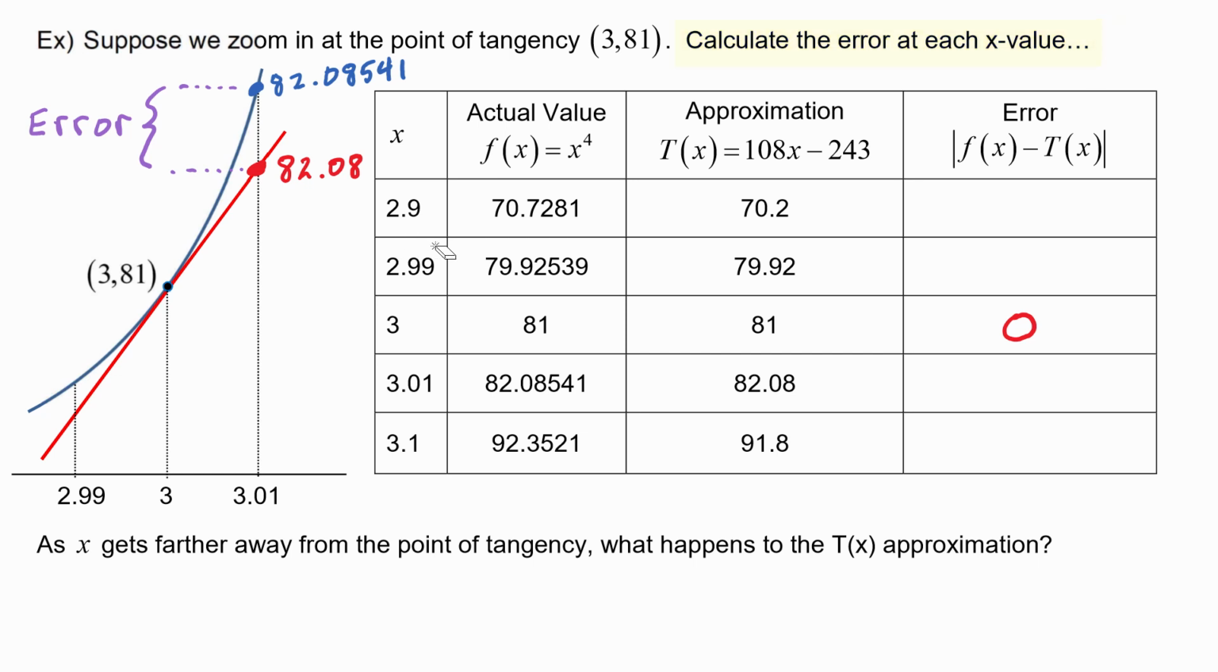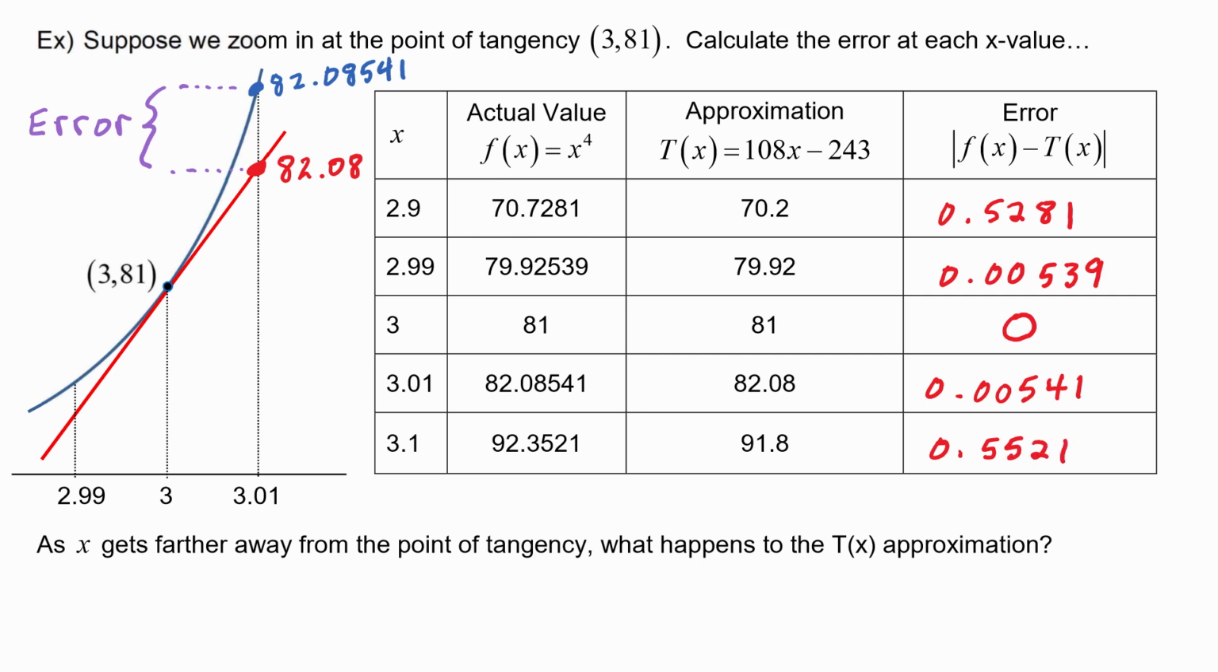At x equals 2.9, the error was 0.5281. At x equals 2.99, the error was 0.00539. At x equals 3.01, the error was 0.00541. And at x equals 3.1, the error was 0.5521.